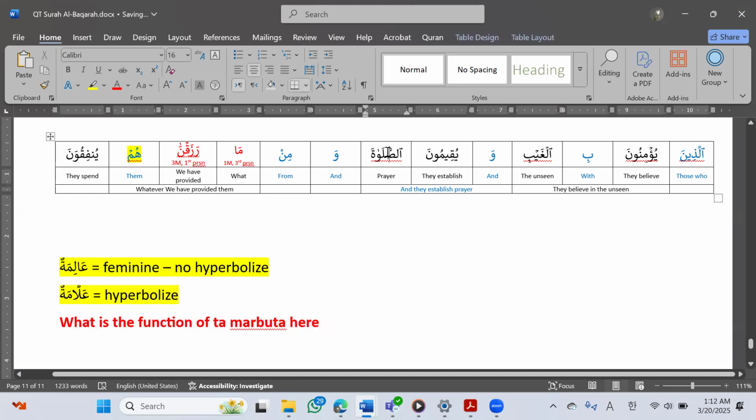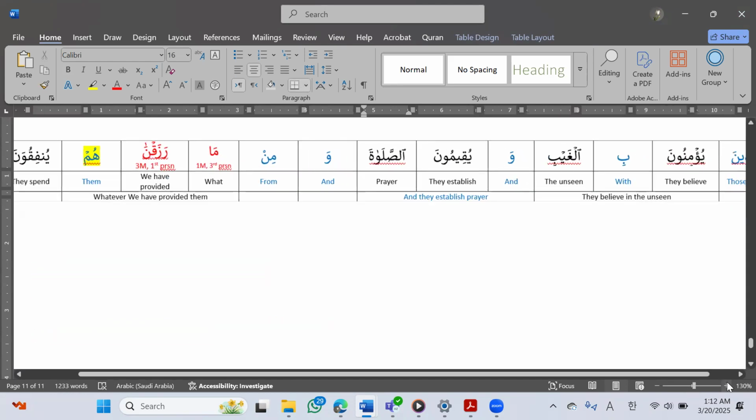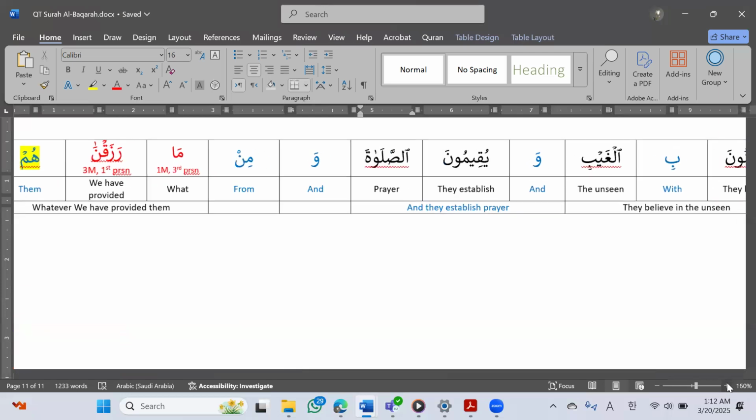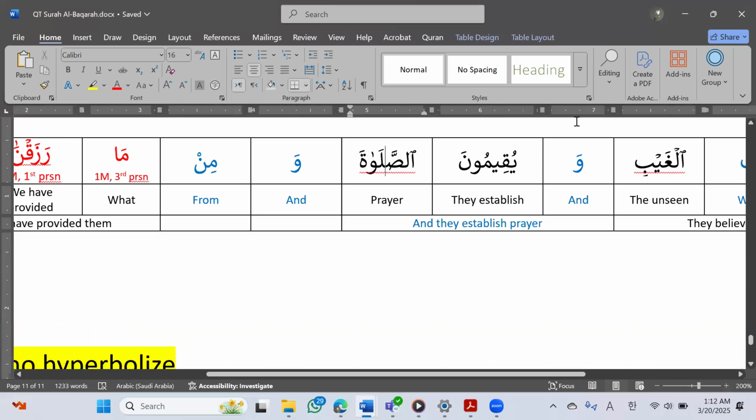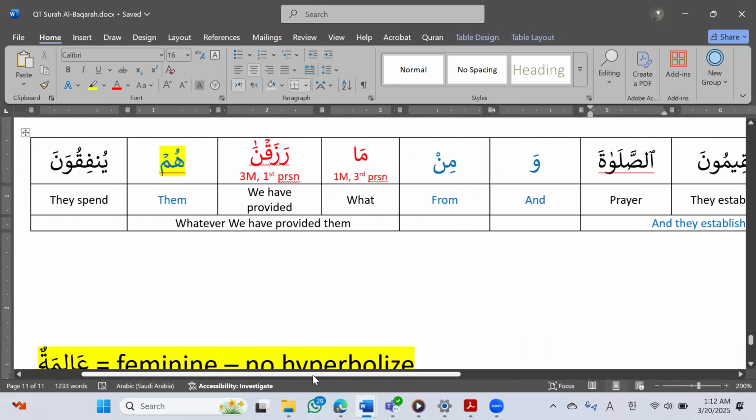We also said that tamar buta here is kind of hyperbolized, meaning salat is something that is a grand deed, a very big deed, the salah. That's why it has tamar buta, but wallahu alam, that's just our opinion.